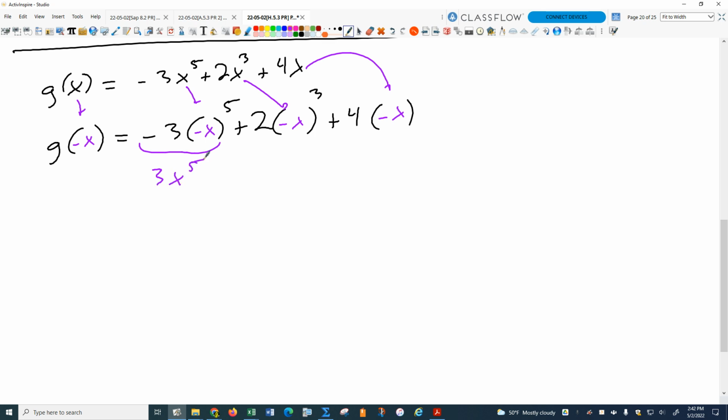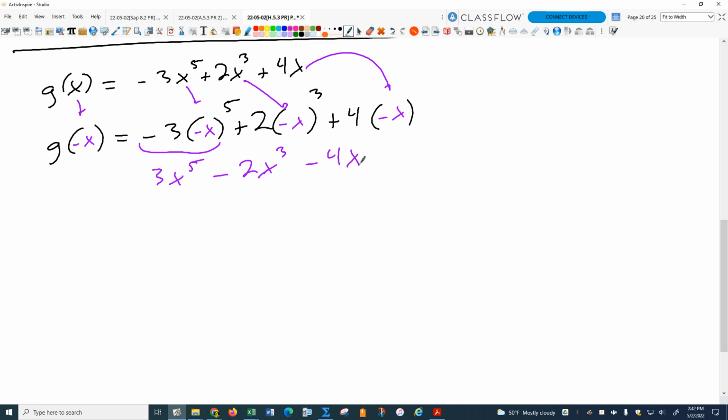Next term, Jack, what's the next one going to be? Negative x, the quantity negative x cubed, stays negative or turns positive? Stays negative. So then we're going to get negative 2x cubed, and then finally 4 times negative x is just minus 4x. So what's the outcome there?